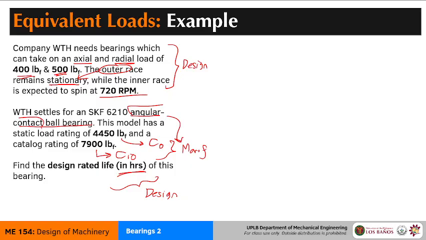And we're being tasked, okay, so what is the design rated life? Out of the two L's, I should have used them properly earlier. It's this one. This is what we are looking for. The curvy L, or design life in hours. So the first thing that we need to do is fill in what's missing. We have to get to this equation.